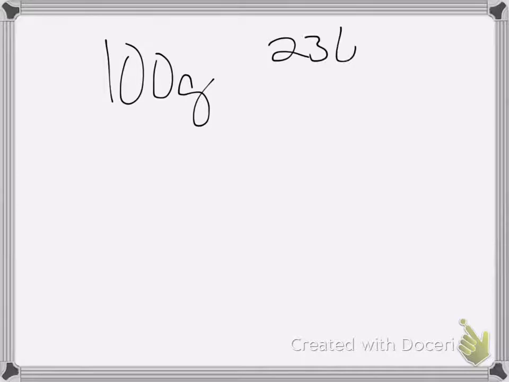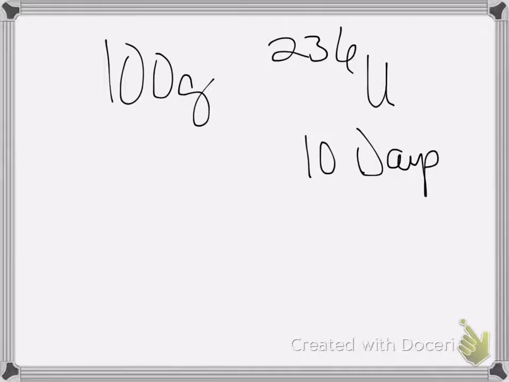For example, if you have a 100-gram sample of uranium, let's say it's uranium-236, and let's say the half-life of uranium-236 is 10 days. 10 days for every one half-life. Well, what that means is that after every 10 days, half of the uranium will have released enough radiation to have reduced the radiation amount by half.